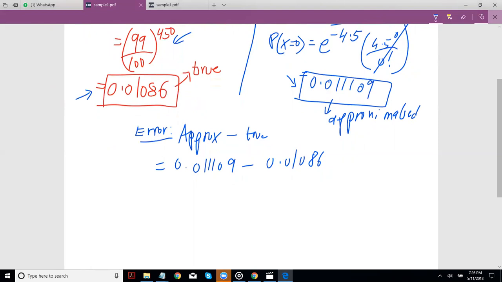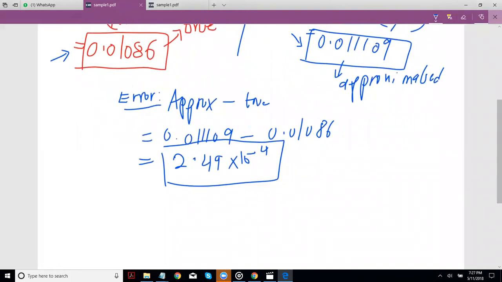Anyhow, so let me calculate this. So this gives you a value of 2.49 into 10 to the power minus 4. So a very, very small error that you have here. Okay, and again, keep this value inside your calculator. You only want to round it off at the last step.